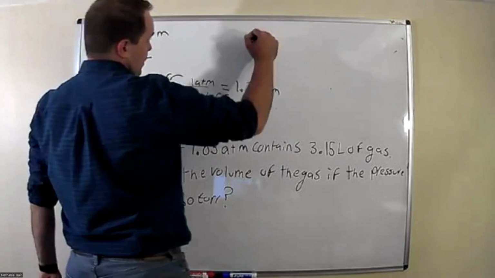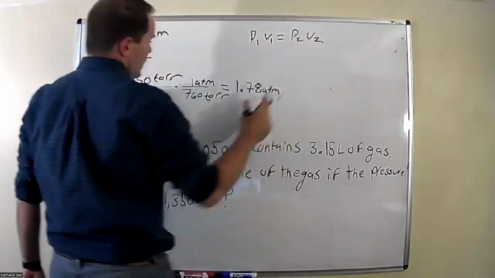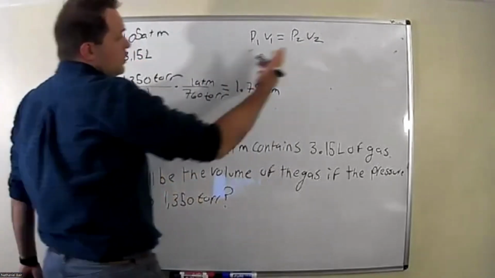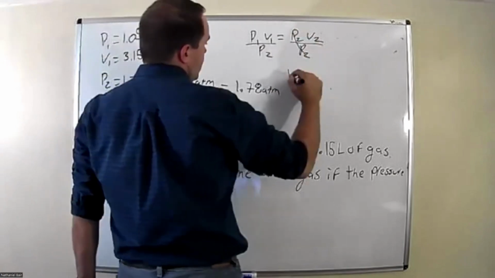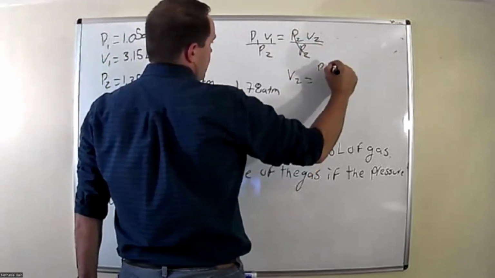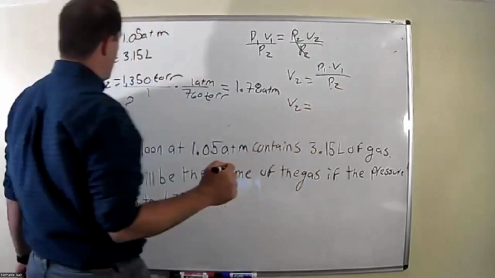So here's really the problem that we have. We're going to set up Boyle's law. P1 V1 equals P2 V2. And we're solving for V2. Now, you could do the algebra up front if you like. V2 equals P1 times V1 over P2. Totally up to you. Doesn't matter to me.